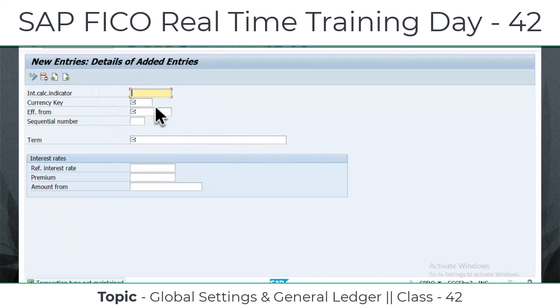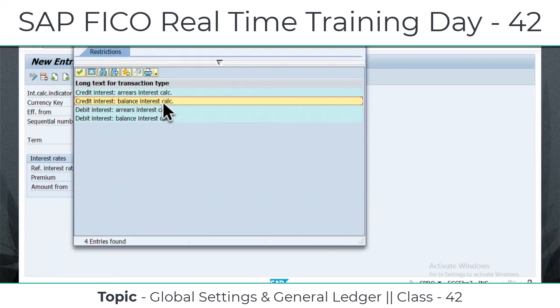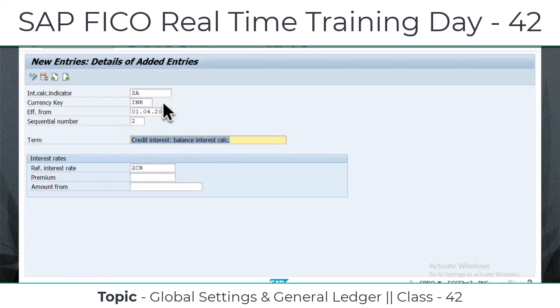Same way for credit purpose. ZDA, INR, serial number 2, and here ZCR. How does the system understand that? Here you have to specify credit balance interest, the second one. Press enter, then save it. This is the way you are supposed to maintain this activity. Okay? Good. It got stuck.